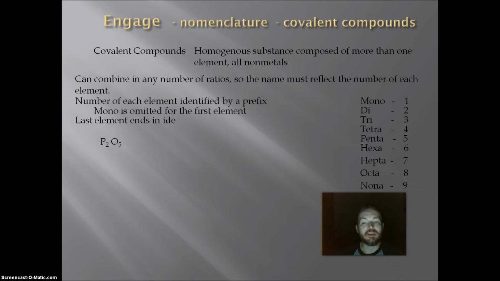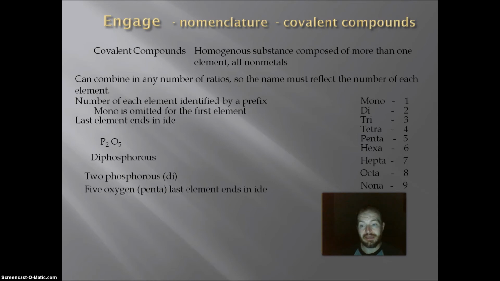We have a formula, P2O5. So let's try to name it. If we look at that, P is a symbol for phosphorus, and there are two of them. So the first part of the name will be diphosphorus, naming the first element. There are 5 oxygen, so that's going to be penta, and it is the last element of our compound, so it's going to end in "-ide", so it's going to be diphosphorus pentoxide.